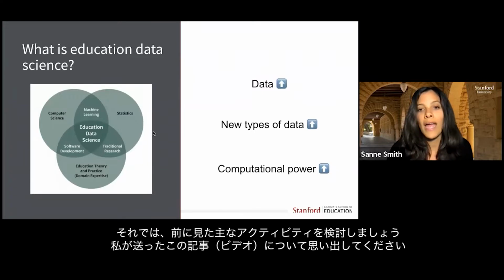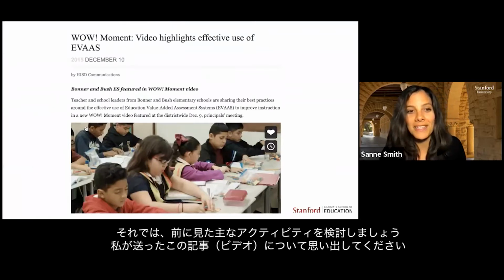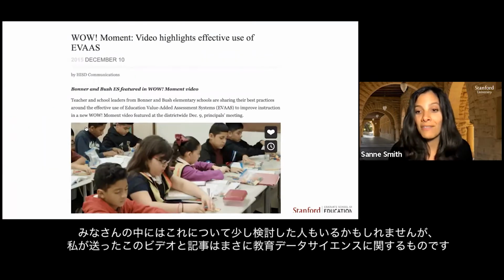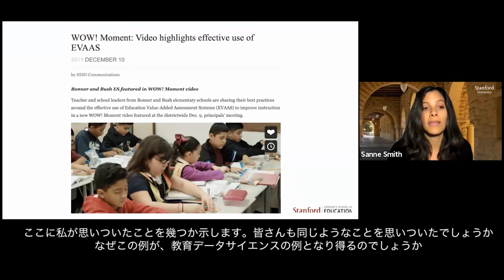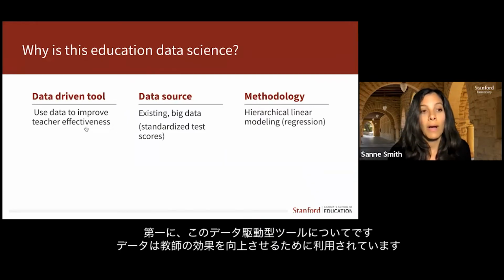So let's take a look at the primary activity that you have seen before. So remember this article that I sent you along? You may have been able to take some time to think about what exactly about this video and this article that I sent you is education data science. Here are some things that I came up with, and I wonder if you had them too in mind. So why would this example be an example of education data science? Well, first of all, it's about this data-driven tool.